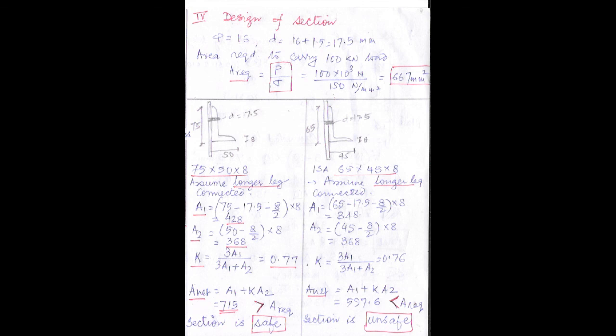But our requirement is what? 667. So this section will not be able to provide that much area, so it will not be able to sustain 100 kilonewton load. So this section is unsafe.